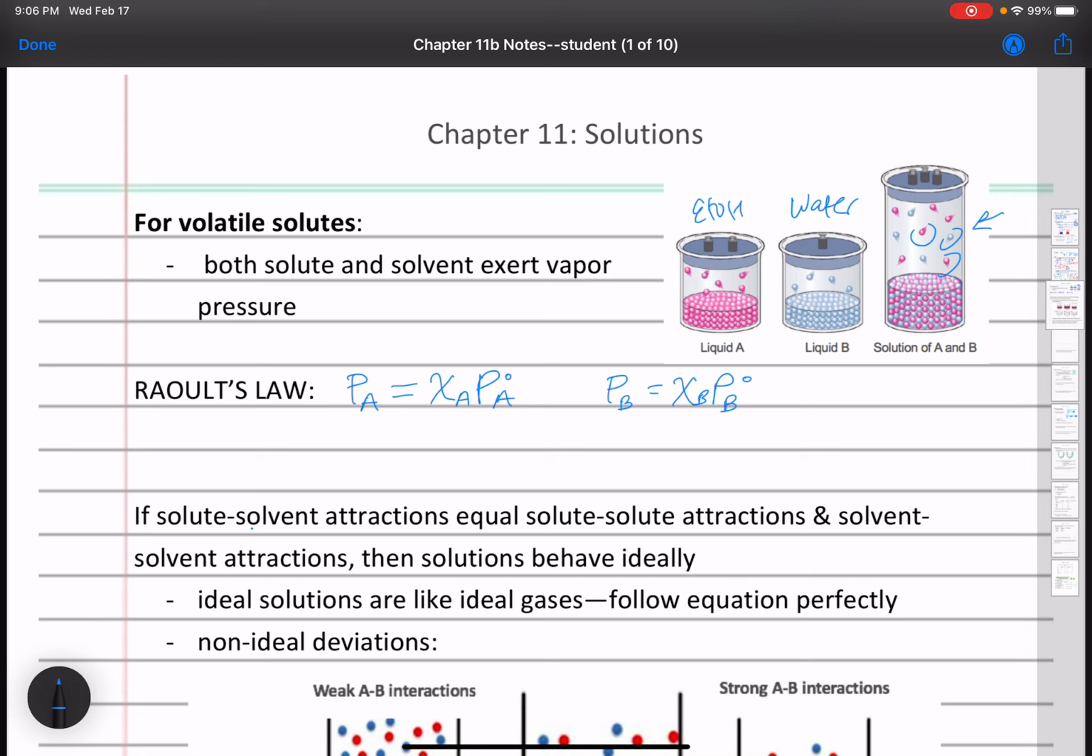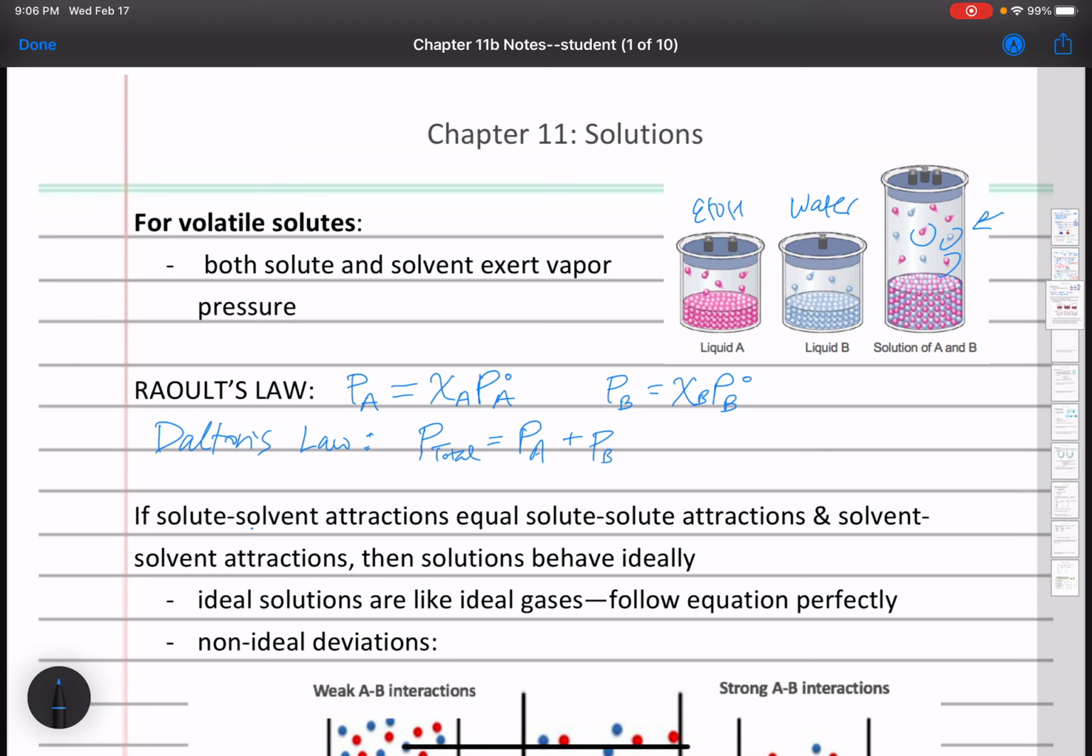All right, and then we also would use Dalton's law, which we learned back in the gas laws chapter, which is that the total pressure over the solution here is just going to be the partial pressure of A plus the partial pressure of B.